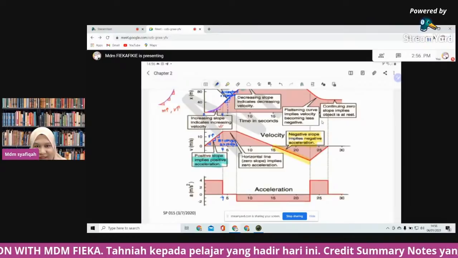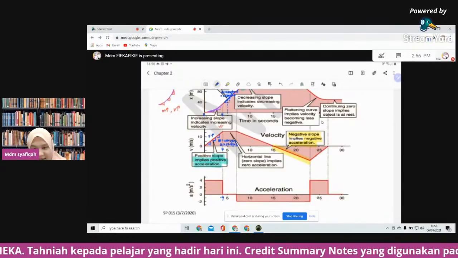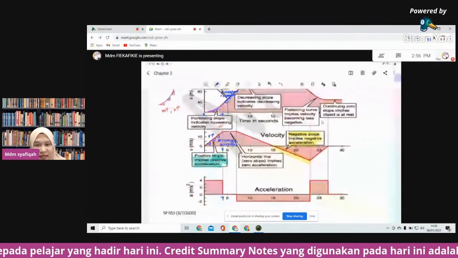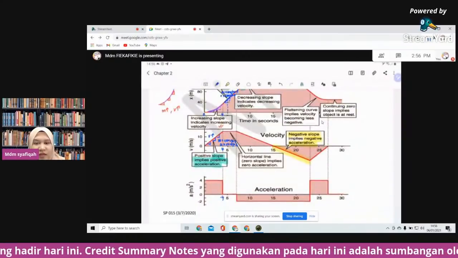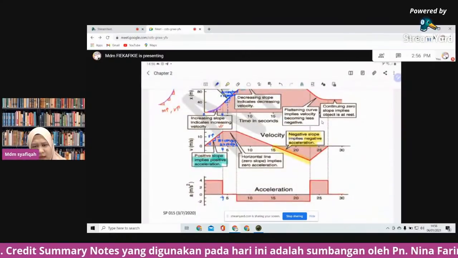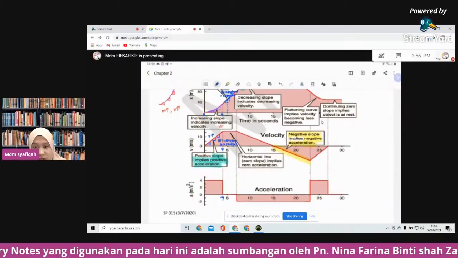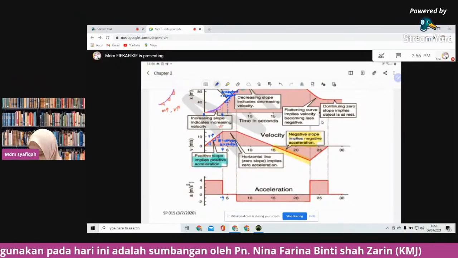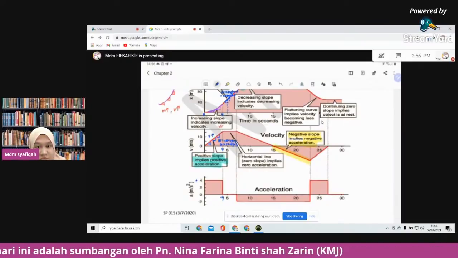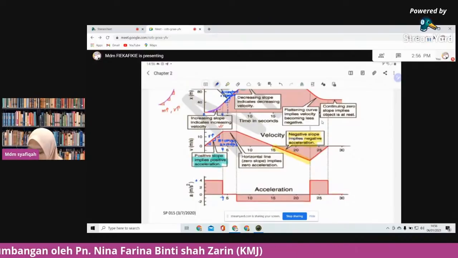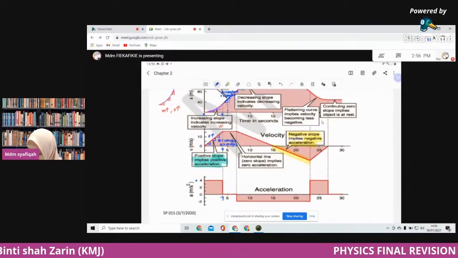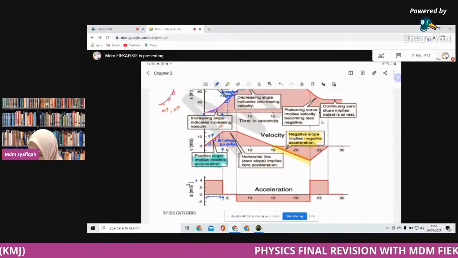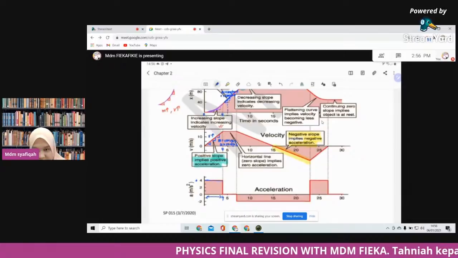Bukan kosong, A is constant. Nampak tak dekat sini? A is constant. Okay, V is increasing dekat positive direction ke negative direction? It's positive direction. So that's why the value here is positive 4 meter per second. Okay, so dalam masa 4 second tadi, sini nampak tak velocity dia constant.